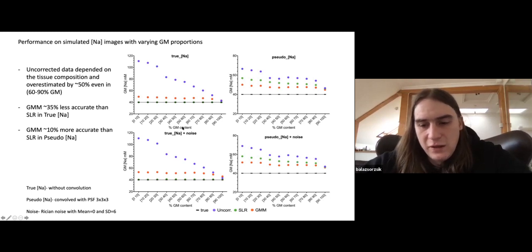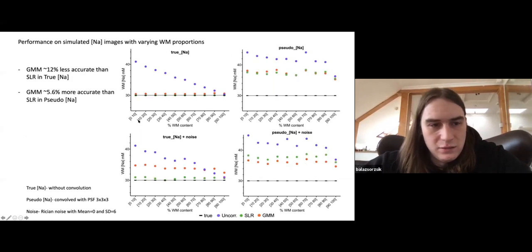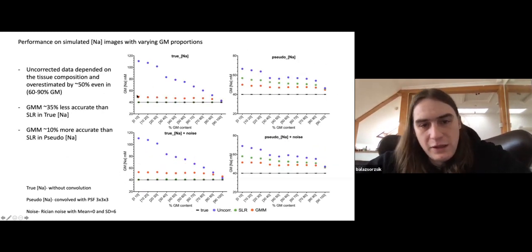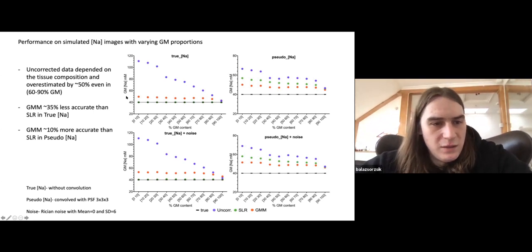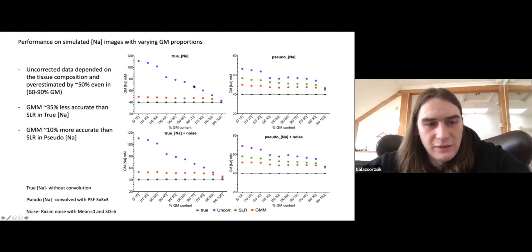Here we are looking at the gray matter content mixing with CSF, and we see that when the gray matter content is low, we have a lot of CSF signal flowing in. And even when we go to high tissue volume fractions, like between 60 and 90, it's still overestimated by 50%.